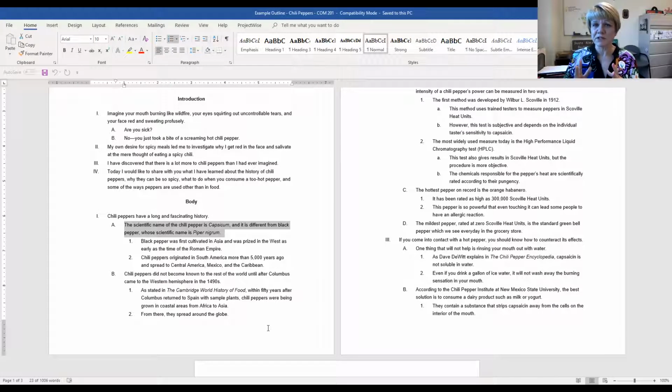So the information that kind of verifies that sentence goes underneath that sentence in the 1 and the 2, right there. Our B sentence is the second part that explains our main point about the history. And we say that chili peppers did not become known to the rest of the world until after Columbus came to the Western Hemisphere in the 1490s. Remember, we do cite verbally where the information we got came from. And pretty much all the information in this Roman numeral 1 came from the Cambridge World History of Food, which is a book.